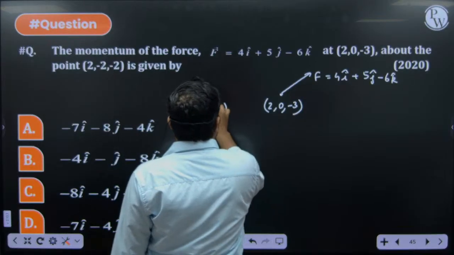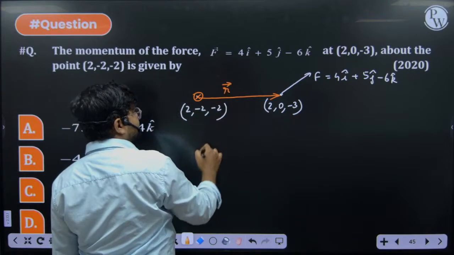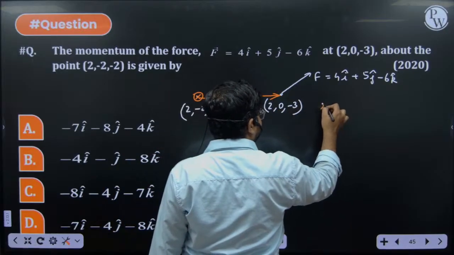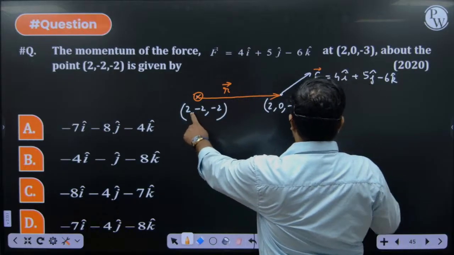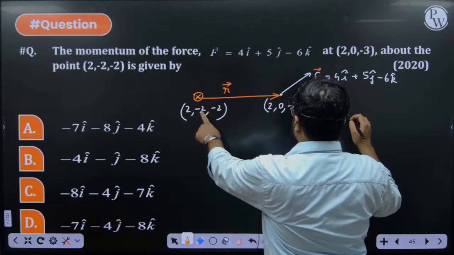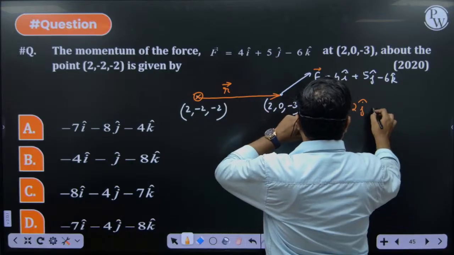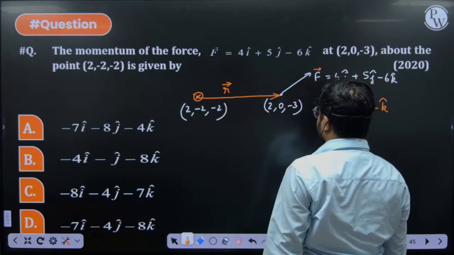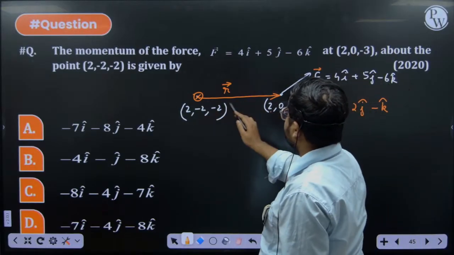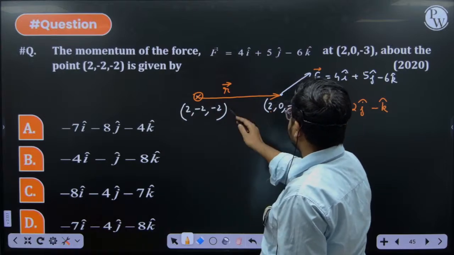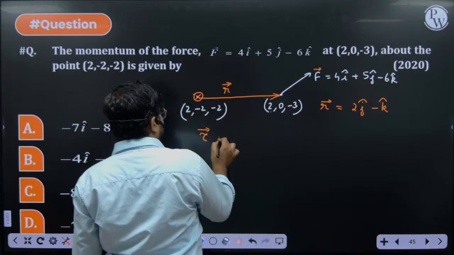So this is my r vector. What will be r vector? Final minus initial, 0 I cap gone, 0 minus minus 2, 2 j cap, minus 3 minus minus plus, so minus k cap. So this is my r vector. Let's check again. This minus this, 0 I cap, 0 minus minus 2 plus 2 j cap, minus 3 plus 2 minus k cap. And now we can easily calculate torque.